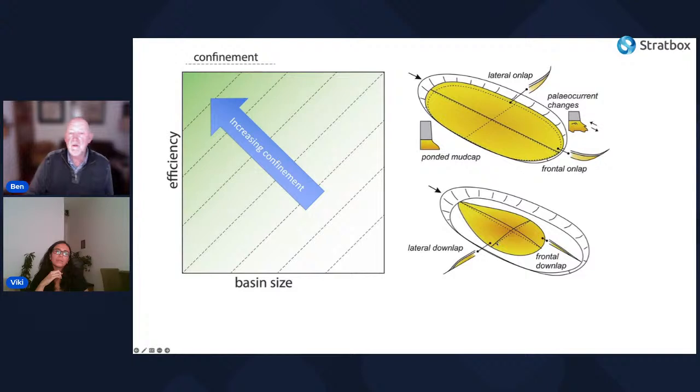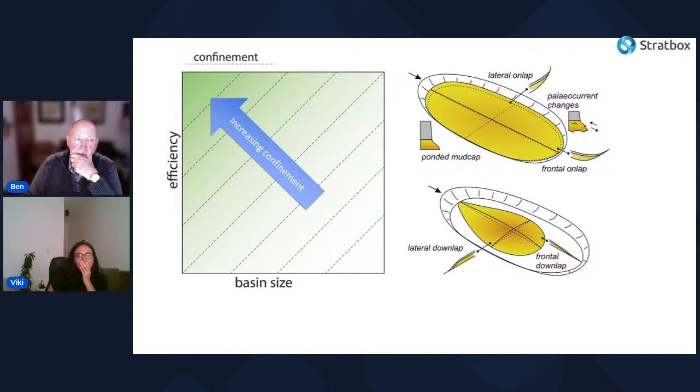certainly less than in this case, where the flows are unconfined, they're not reaching the margins of the basin, and we tend to see downlap at the margins of each one of these bodies, composite bodies that are built up from unconfined turbidites.